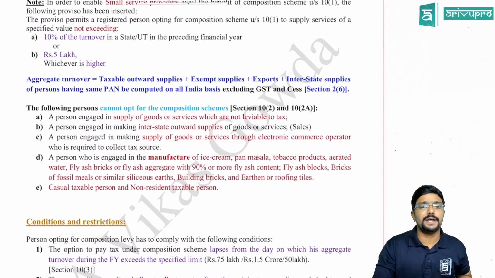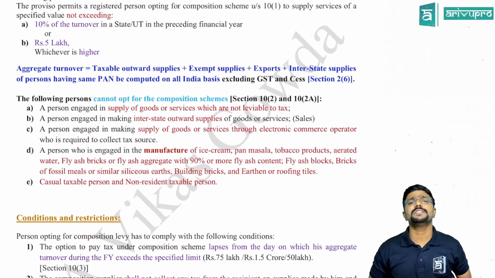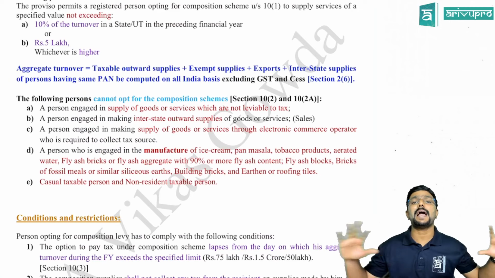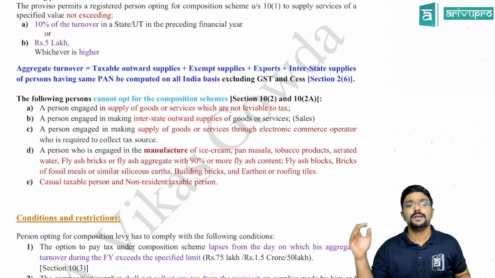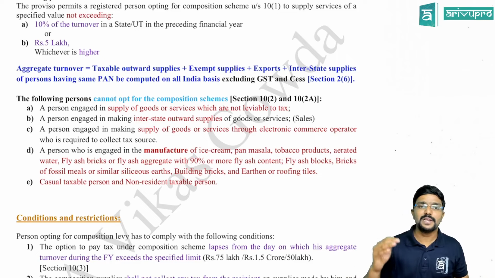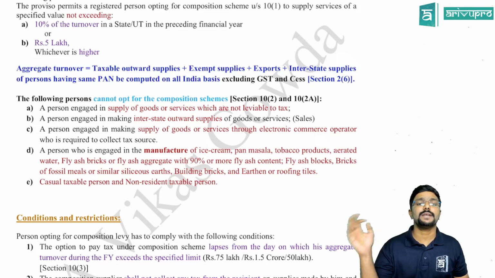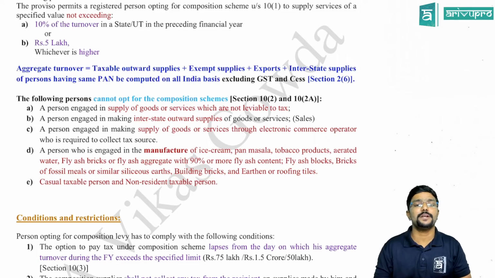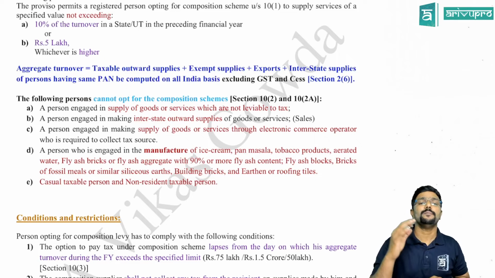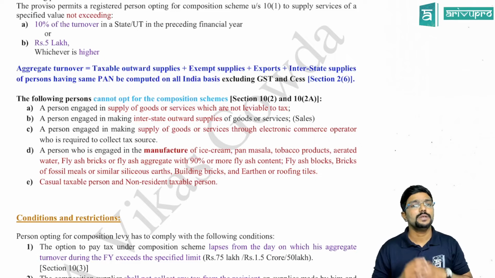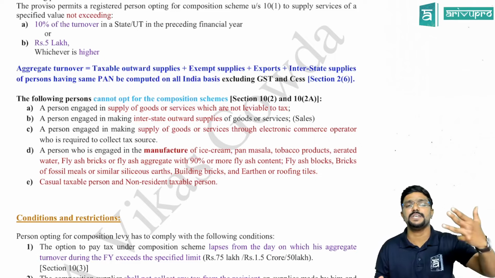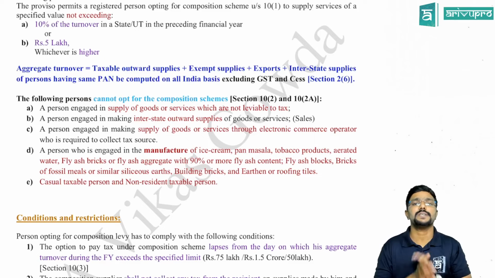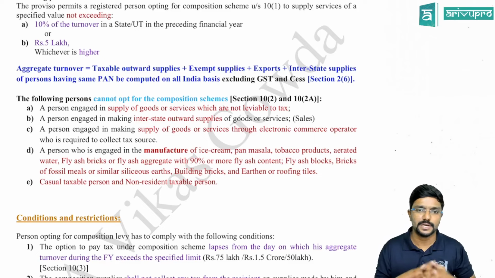How to calculate aggregate turnover is given in section 2 clause 6. It has been defined, and this is for the entire Act. It includes taxable outward supplies plus exempt supplies plus exports plus interstate supplies of a person having the same PAN, computed on an all-India basis. But it does not include GST, anything levied under GST, that is CGST, SGST, UTGST, IGST or compensation cess. Aggregate turnover will not include that.